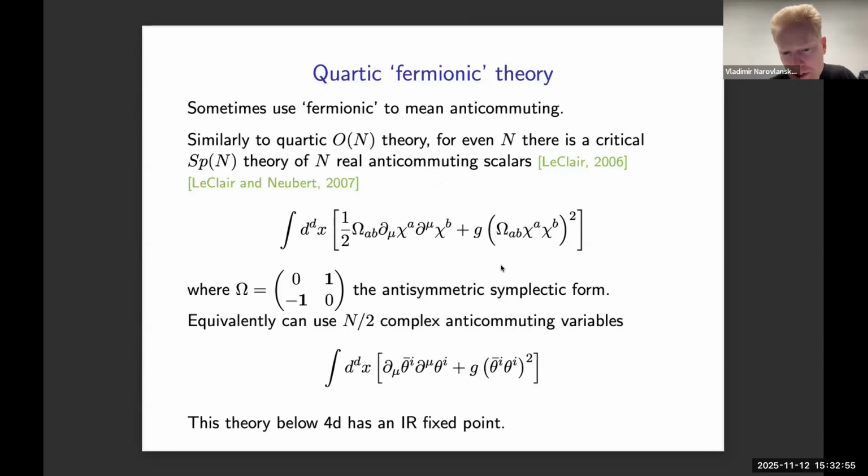Or another way to write it, much simpler, is just to take N over 2 complex anti-commuting variables, or complex fermions, theta and theta bar. So i goes from 1 to N over 2. N must be even always. And then we just get this sort of phi to the 4th interaction. And this theory below 4 dimensions is an IR fixed point, just like the usual O(N) theory.